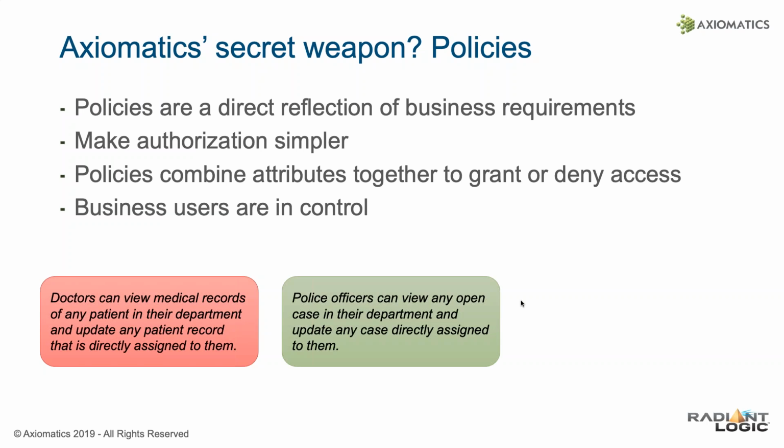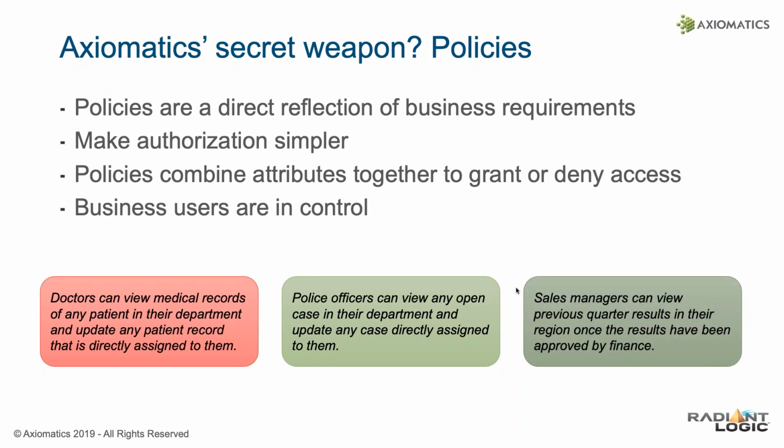Or here's another one. Police officers can view any open case in their department and update any case that's directly assigned to them. Sounds a little bit similar to the first example. And this is often the case that we see the terminology is different. Here we're talking about a case versus a patient record. But many times we see the scenarios are similar, but the exact terminology is different. And then finally, sales managers can view previous quarter results in their region once the results have been approved by the finance department.